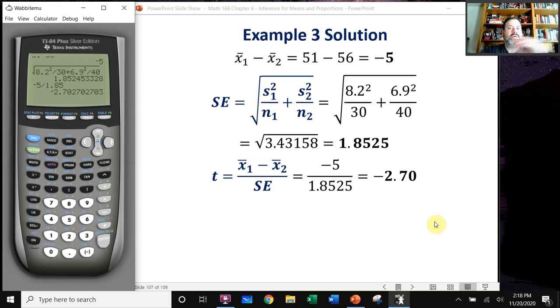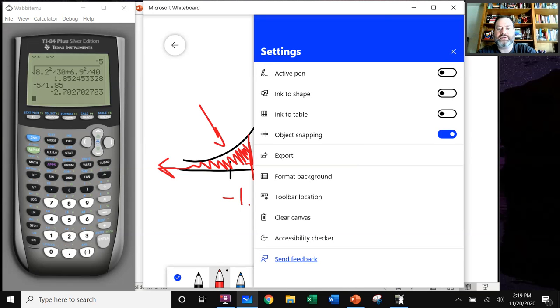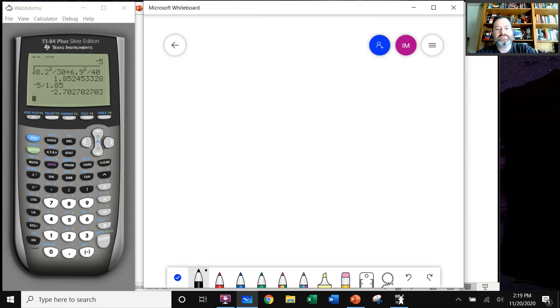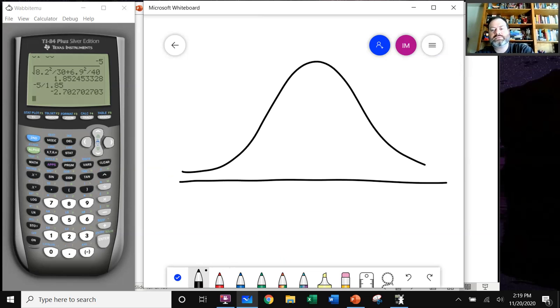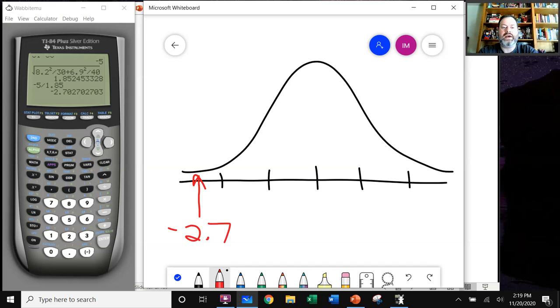All right, now we have our t-statistic, and it's a two-tailed test. So what am I going to type into the calculator? Well, you might want to draw the picture, right? It's almost the same picture, but I'll draw it again. Doesn't have to be perfect. Now our t-statistic is way over here. It's negative 2.7. It is really far to the left. And I'm going to be shading to the left.